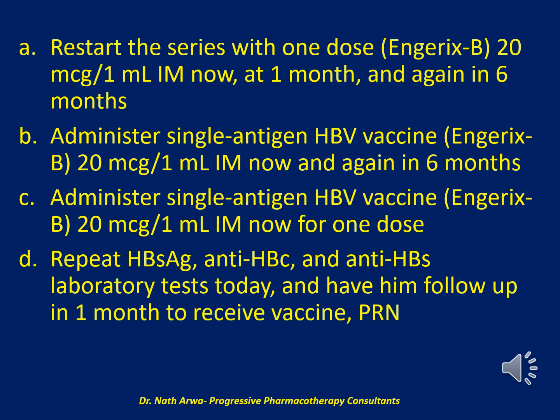Would it be A. Restart the series with 1 dose, Engerix-B, 20 mcg per 1 ml IM now, at 1 month, and again in 6 months, or B. Administer single antigen HBV vaccine, Engerix-B, 20 mcg per 1 ml IM now and again in 6 months, or C. Administer single antigen HBV vaccine, Engerix-B, 20 mcg per 1 ml IM now for 1 dose, or would it be D. Repeat HBsAg, anti-HBc, and anti-HBs laboratory tests today, and have him follow up in 1 month to receive vaccine, PRN.